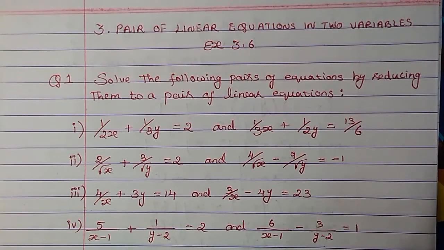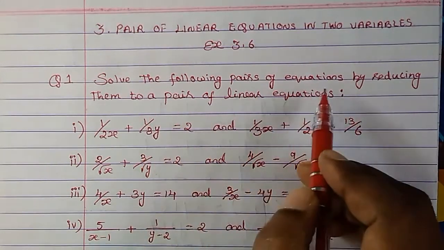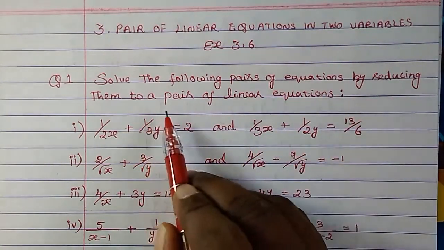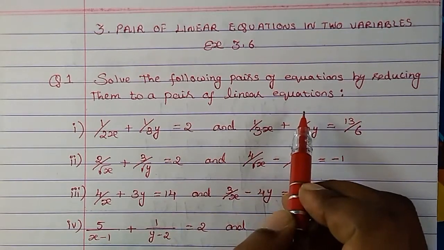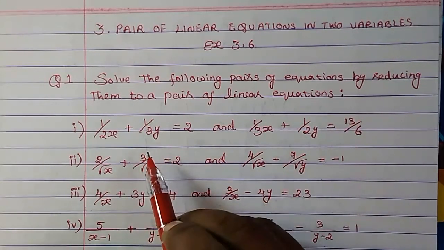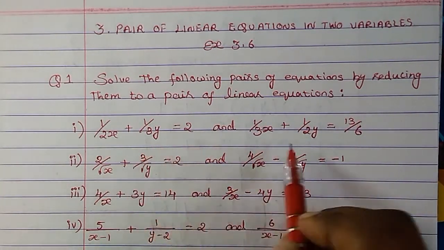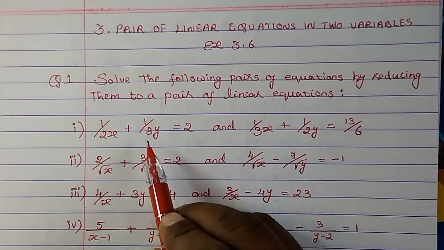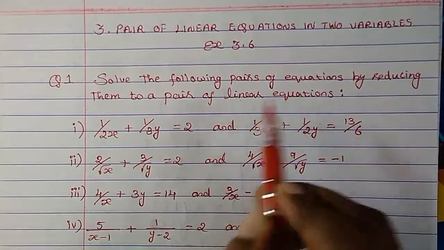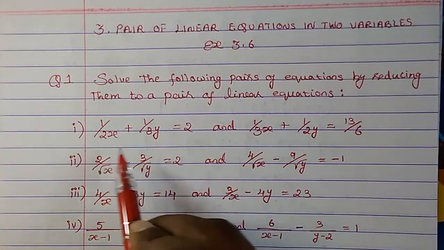Today we are going to study from class 10, chapter 3, pair of linear equations in two variables. Exercise 3.6, question 1. Solve the following pairs of equations by reducing them to a pair of linear equations. So here a pair of equations is given to us. We have to reduce them to a pair of linear equations. So this is not linear equations.